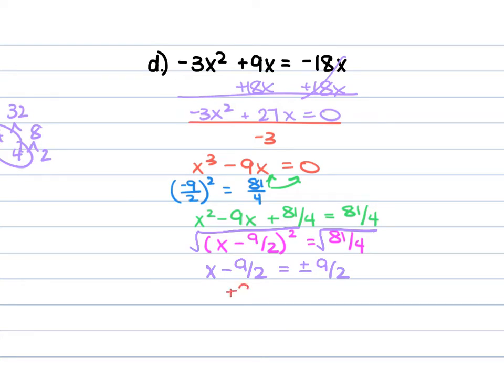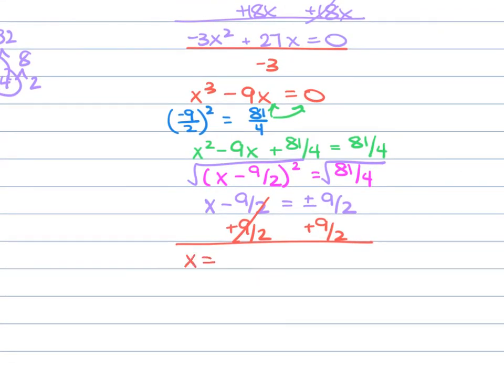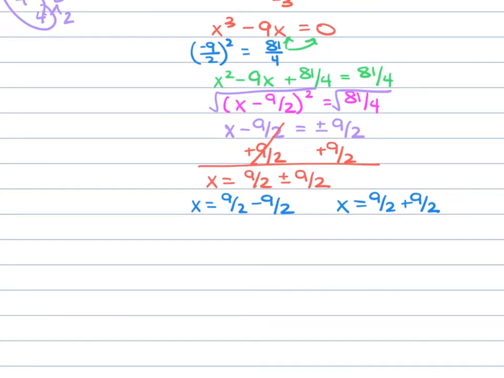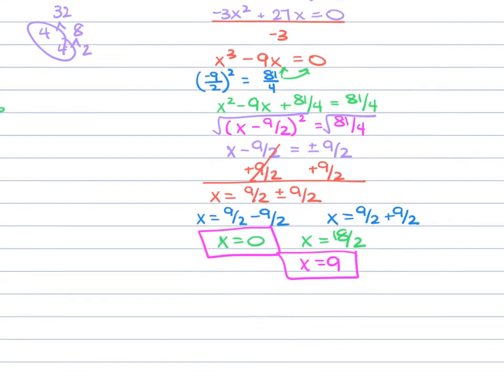So we're going to add the 9 over 2 to both sides. We have x is equal to 9 over 2 plus or minus 9 over 2. So these are two real numbers, so we're going to separate this into two equations and solve it. So we have x is equal to 9 over 2 minus 9 over 2, as well as x is equal to 9 over 2 plus 9 over 2. The 9 over 2 minus 9 over 2 is 0, so x is equal to 0. And the 9 over 2 plus 9 over 2 is 18 over 2, so that simplifies to x is equal to 9. So 0 and 9 are our answers for this one.